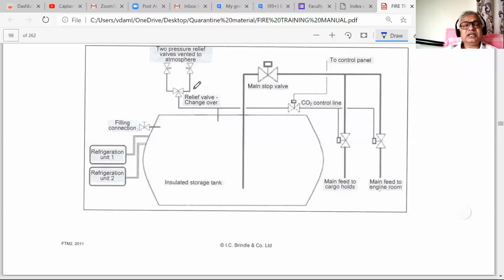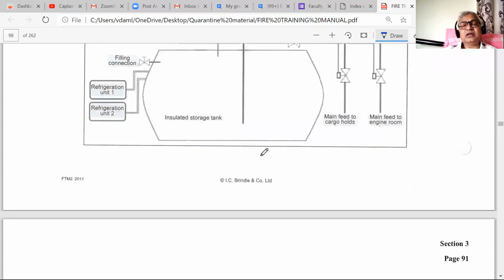Then there will always be changeover valves, because we don't trust the pressure release valves, especially as they can get choked up with dry ice. So there are issues like that. Then you have a standard valve from the control panels, and when you release CO2 to cargo holds or the engine room, it's a very simple system. There is only one insulated storage tank, instead of a bank of cylinders. This is relatively newer technology compared to that old ancient one.